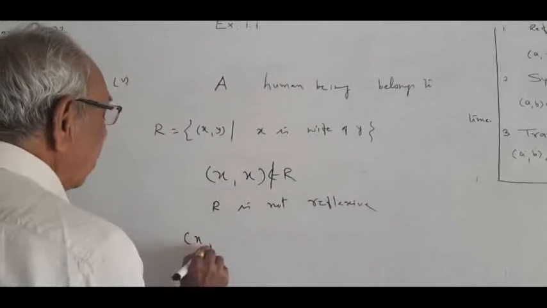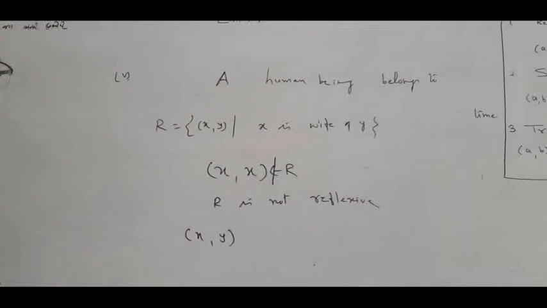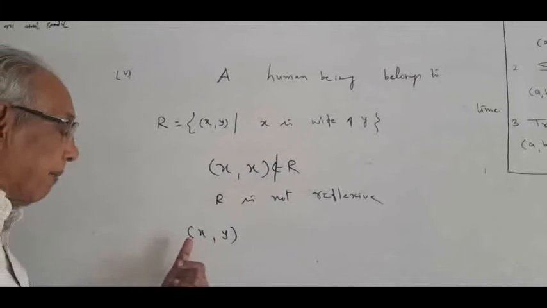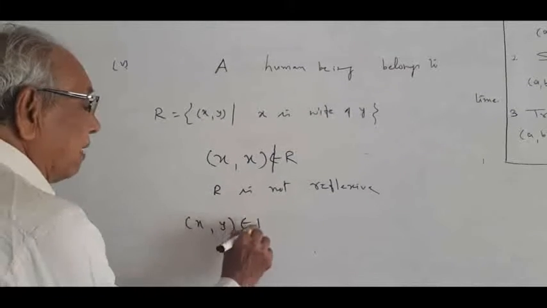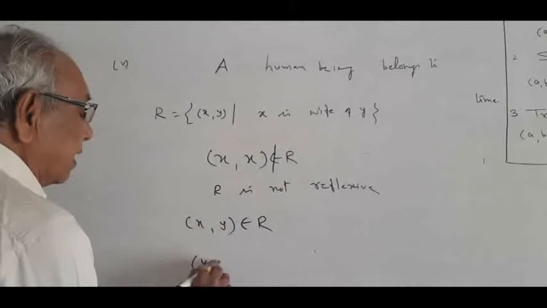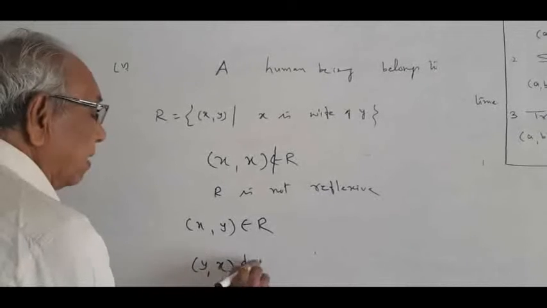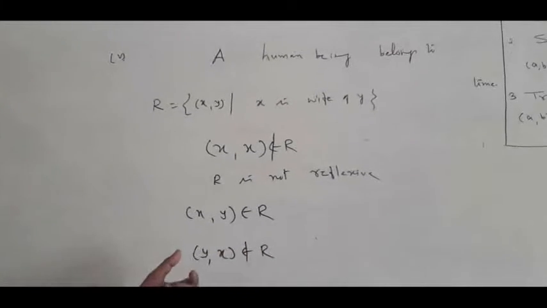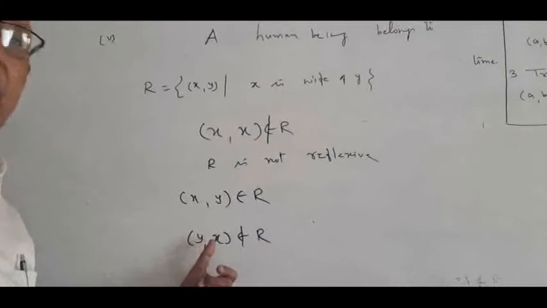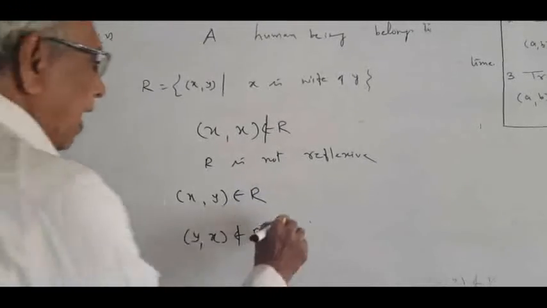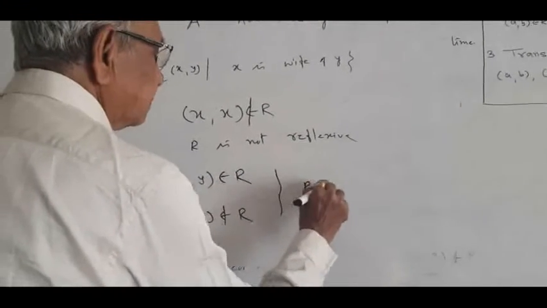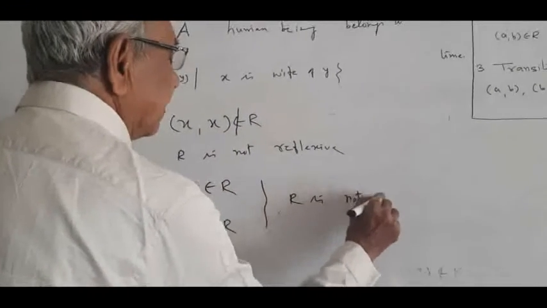When (x, y) belongs to R, means x is wife of y, then naturally y is husband of x. Means when (x, y) belongs to R, naturally (y, x) does not belong to R because here y is not wife of x. Therefore, R is not symmetric.